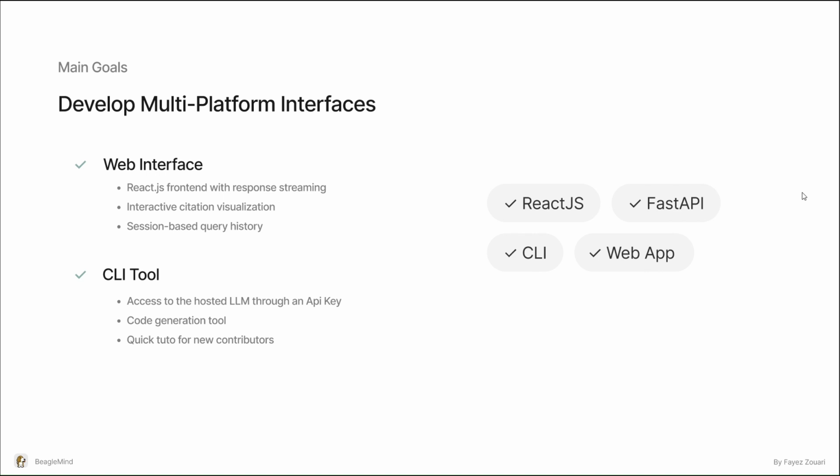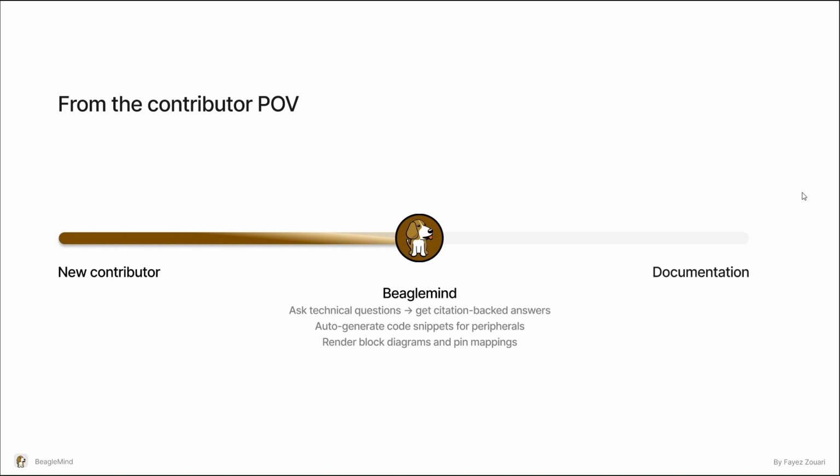And step 4, the user interfaces. After successful deployment, we'll focus on building a web interface and a CLI. From a contributor perspective, the CLI will generate code scripts, review and optimize the generated code scripts, suggest wiring diagrams, and help diagnose issues using error logs. And the web app will allow users to submit prompts and receive well-structured responses complete with references to relevant documentation and code examples.